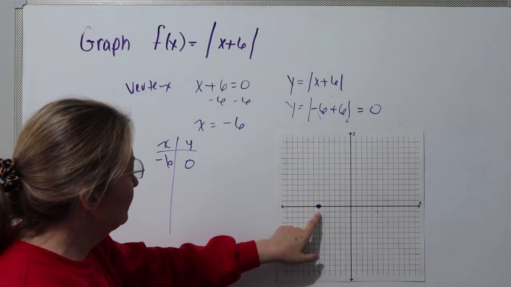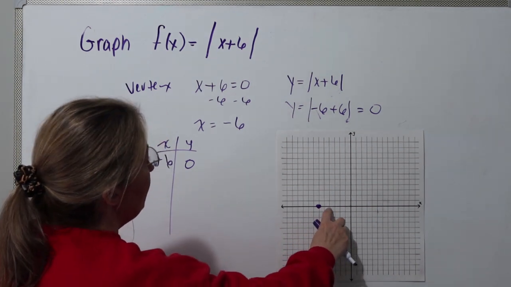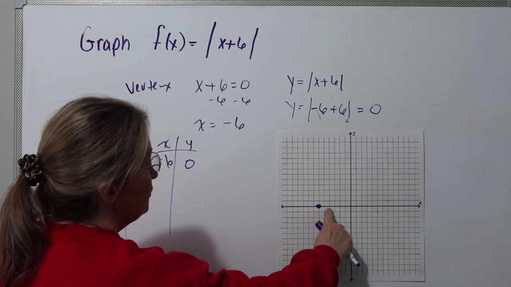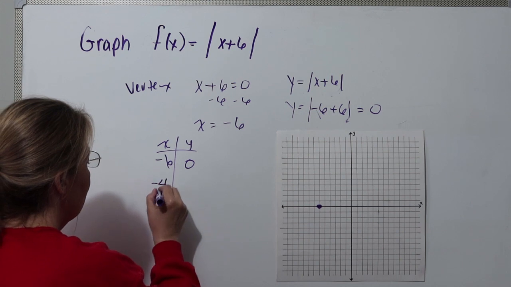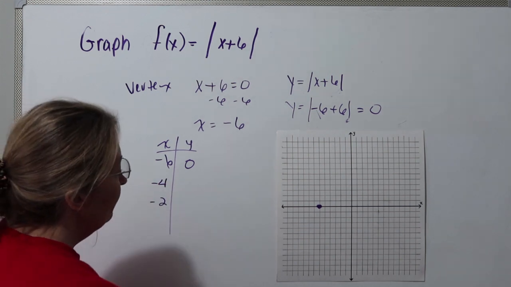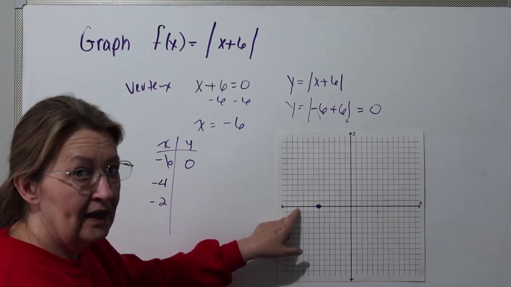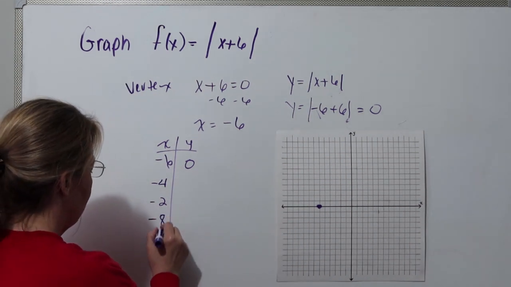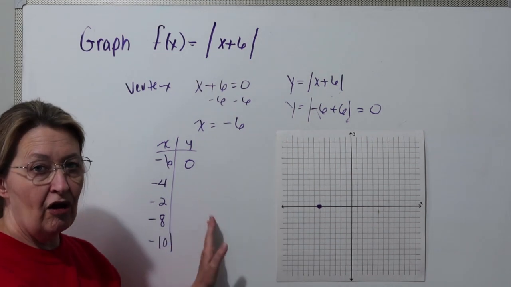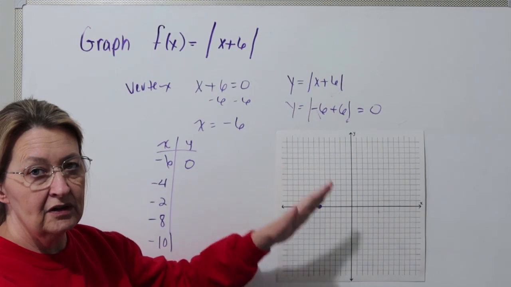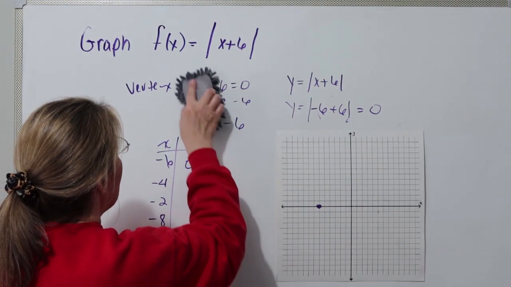Look at where your vertex is. What are a couple of numbers to the right? Well, I could use, if this is negative 6, I could use negative 4 and negative 2. So let's graph those, negative 4, negative 2. And then what are a couple of points to the left? Well, how about negative 8 and negative 10? Now once I find my y coordinates for all of these, I'm going to have a pretty decent representation of the graph. So let's just start filling in and solving.